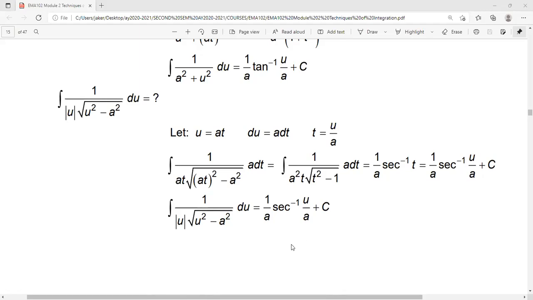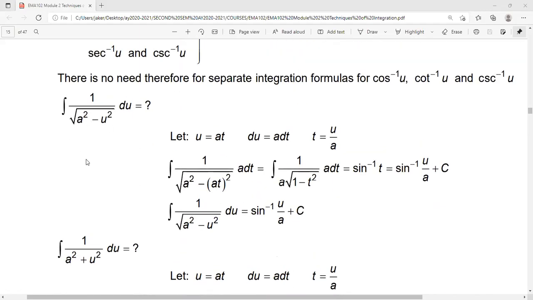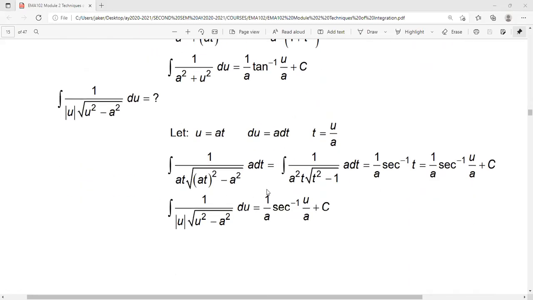The derivation is exactly the same as the first one, wherein you change the u to at. And that follows. The rest of the derivation is up to you to follow through. Here, anyway, it's written. So this is your ninth formula for the integral yielding the inverse trigonometric function. Do you get it? Any questions before I go to examples?